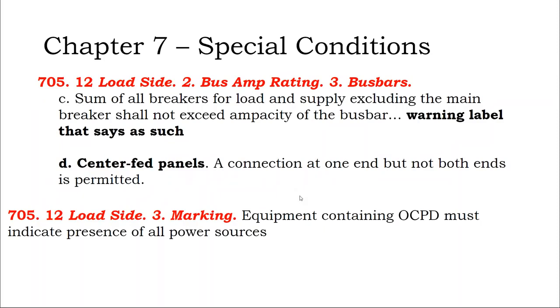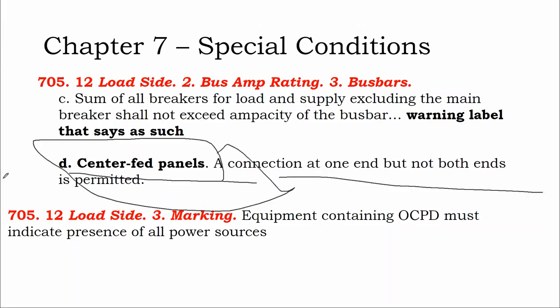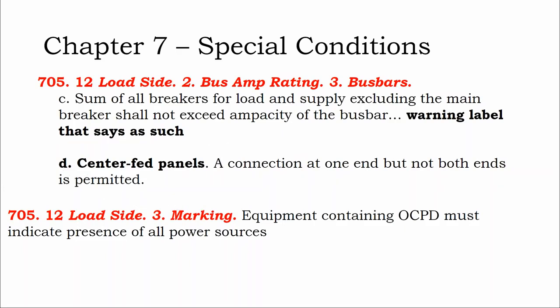Likewise, if you're working on a load side connection, you need stickers that say, hey, be careful about adding more breakers to this service panel, particularly loads, because you don't want it to exceed the ampacity of the bus bar. Center fed panels are allowed to use the 120% rule just on one end, but not both ends. So that used to be ambiguous. That's been clarified in 2020.